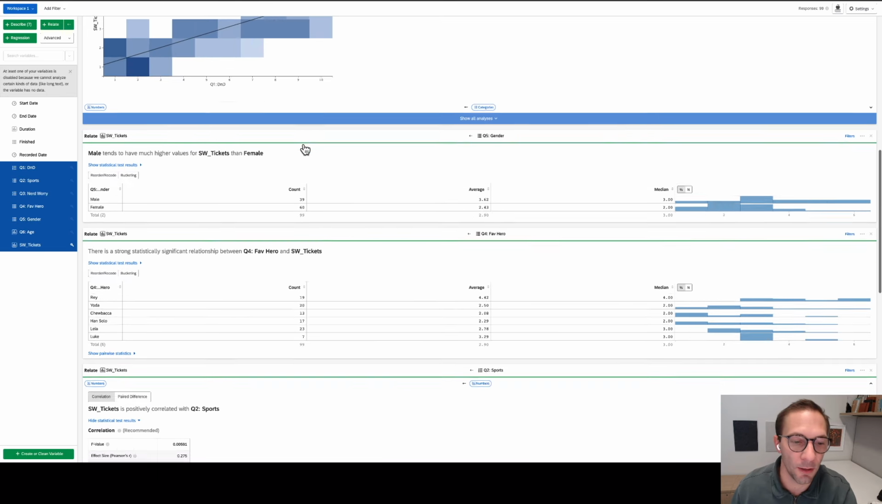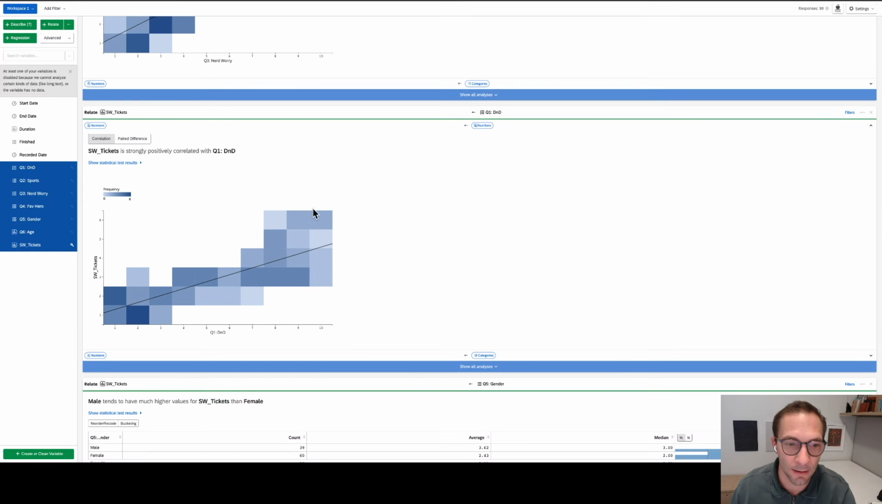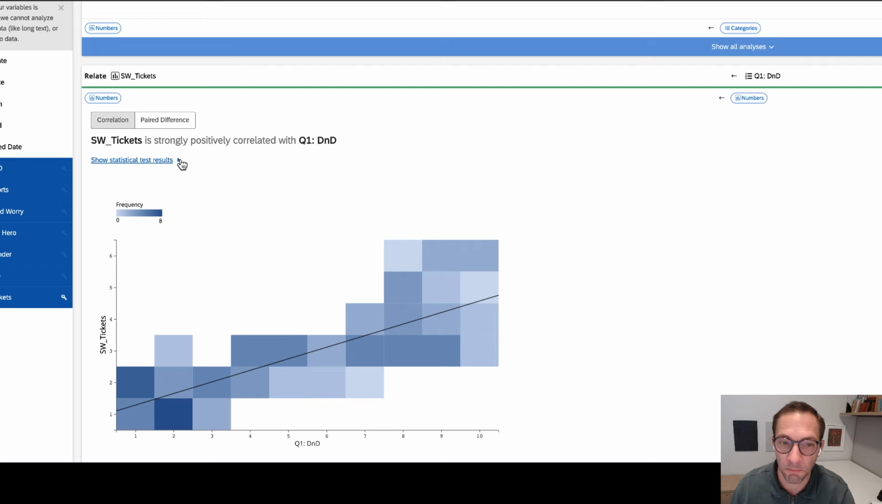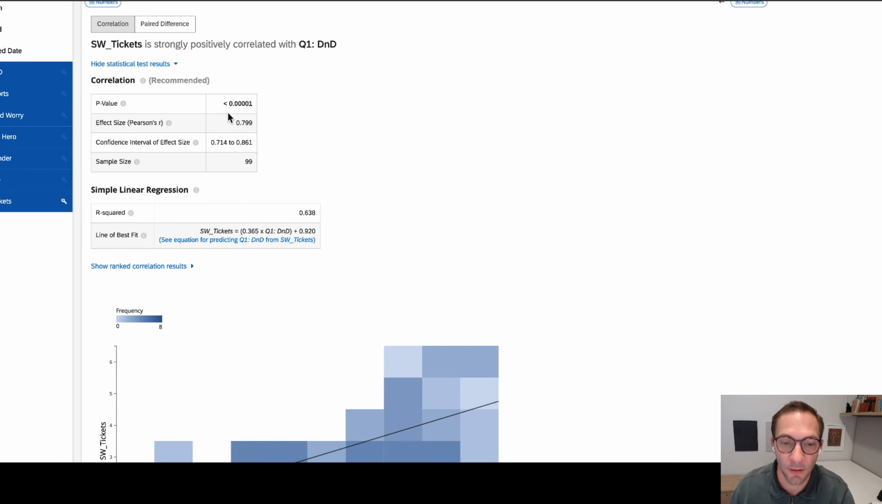So let's take a look at one more for you, just for kicks. D&D, all right? Look at this here. What do you see? You see a positive relationship. It tells you that right off the bat, and this confirms it. Here's your p-value, and here's the beta. This is positive 0.365. So let me ask you, as the frequency of D&D increases by 1 point, what would you expect tickets to do? You'd expect it to increase by 0.365.